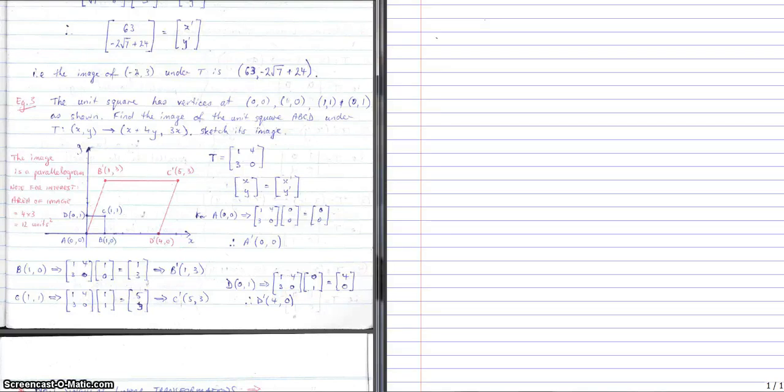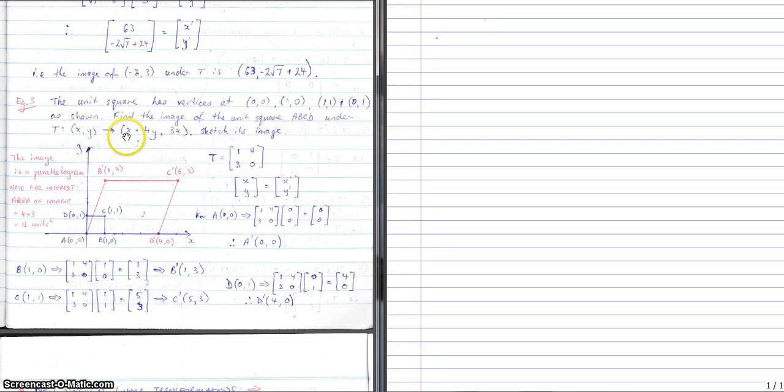Alright, we're going to look at another example then. We have the unit square which has vertices 0, 0, 1, 0, 1, 1 and 0, 1. That's this little square down the bottom, commonly called the unit square because it has an area of one square unit. Now we want to find the image of the unit square ABCD.